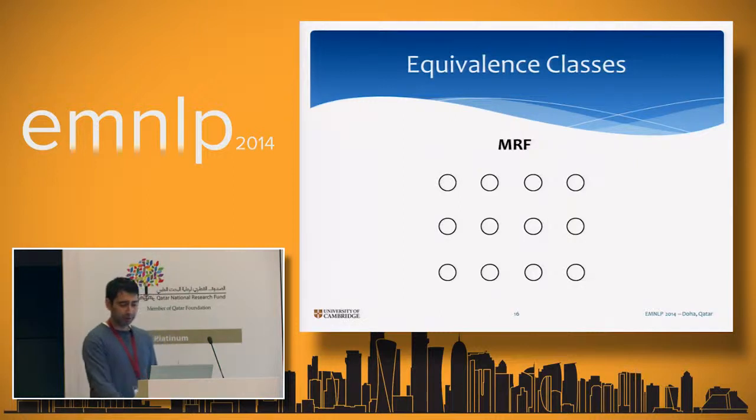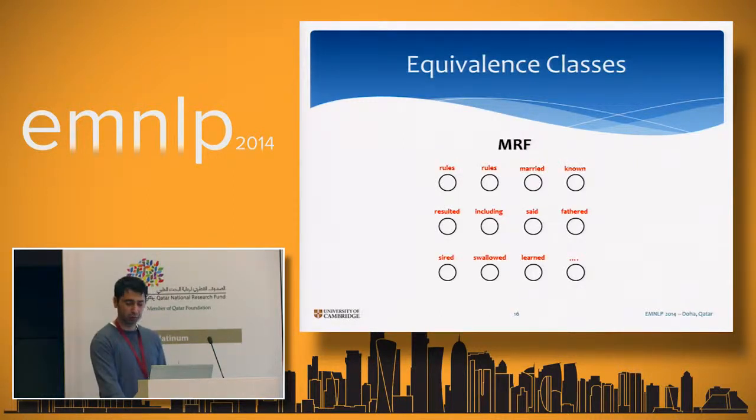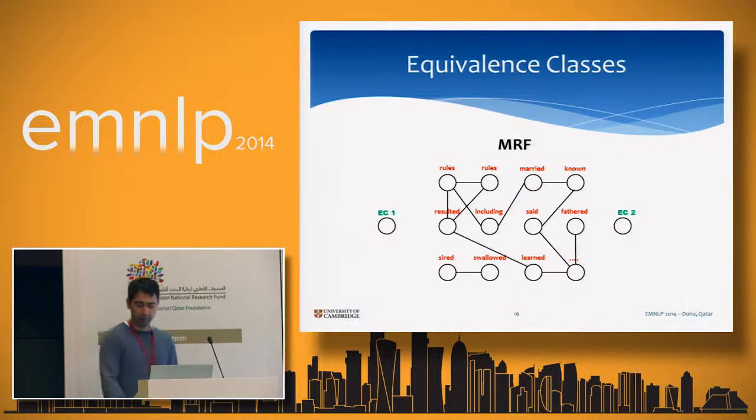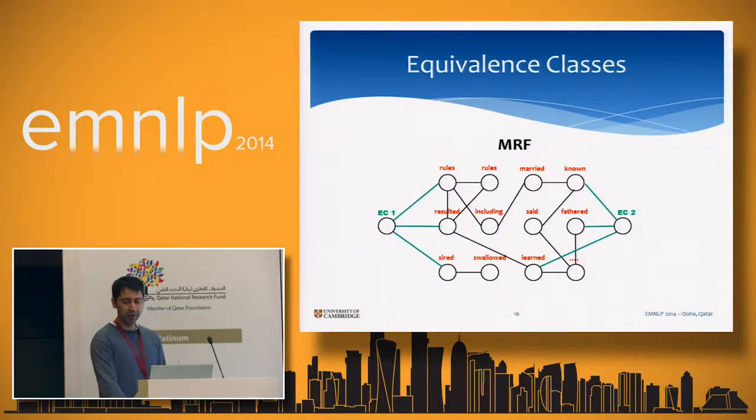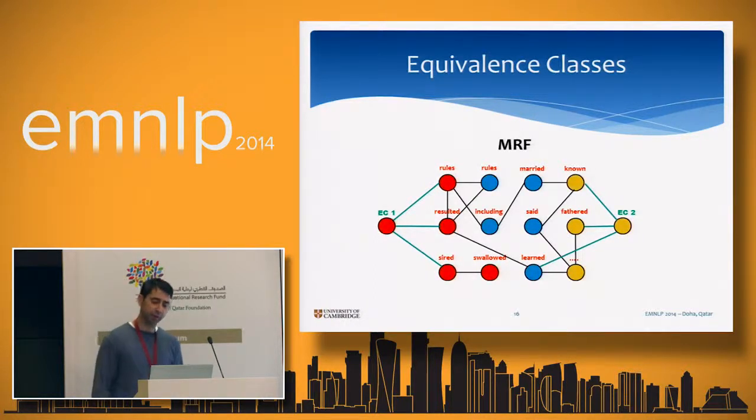So this is our original MRF. We assign verb instances to every node in our MRF, and we create the edges based on how similar they are. But we also introduce two equivalence class nodes. Each one of these represents a specific POS tag context. Then we connect the nodes that share this POS tag context. These green edges are much more heavily weighted than the black edges. So when we cluster, it will introduce some bias into the MRF, and hopefully that bias will increase our accuracy.